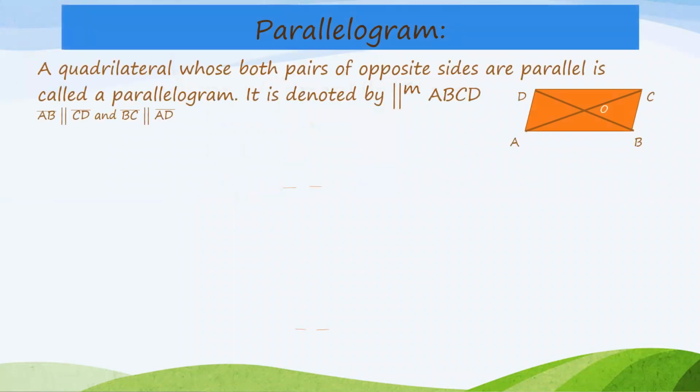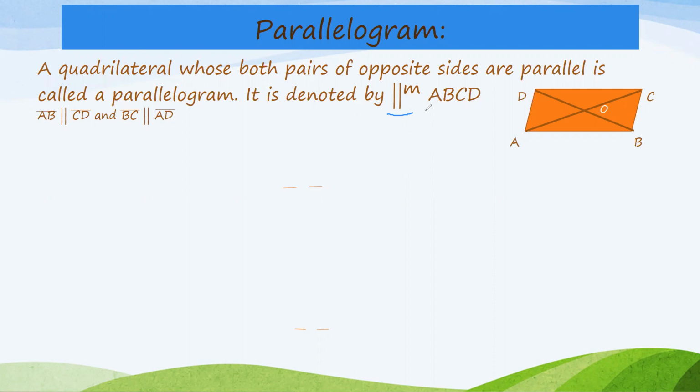So let's discuss one by one. What is called a parallelogram? A quadrilateral whose both pair of opposite sides are parallel. It is called a parallelogram. A parallelogram is denoted by this symbol. Here you can see that 2 parallel lines are there and M is written over there. It is denoted by parallelogram ABCD.